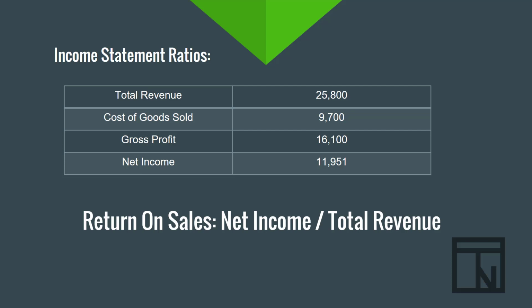That's the calculation. So if we look at our business example and we take our net income, $11,951, divided by our total revenue, $25,800, then that gives us a return on sales of 46%. What that means is for every dollar that we earn in revenues, 46 cents gets to stay with the company at the end of the day. That's what's left over. That sounds like a pretty good number.